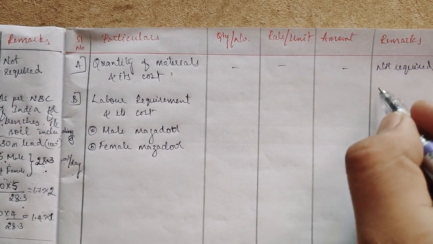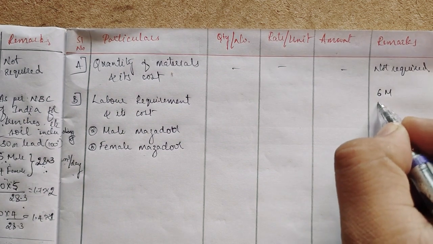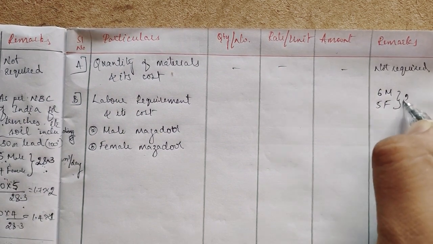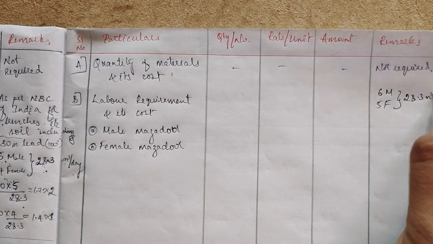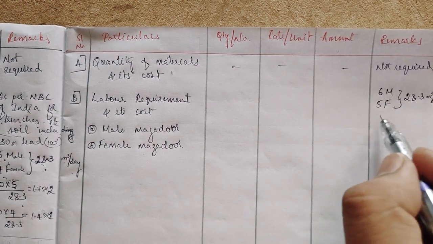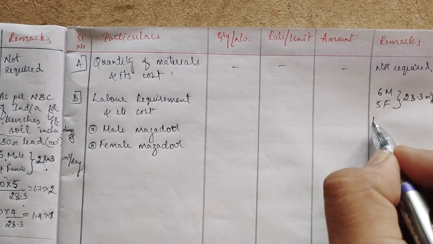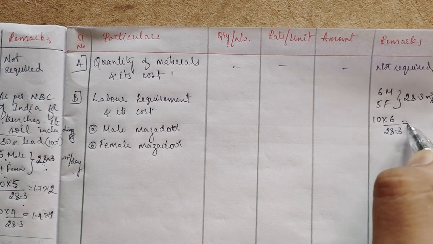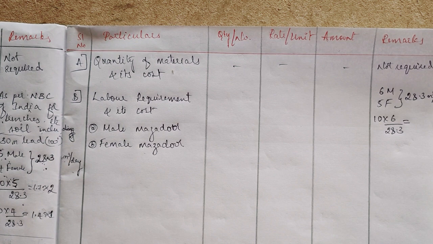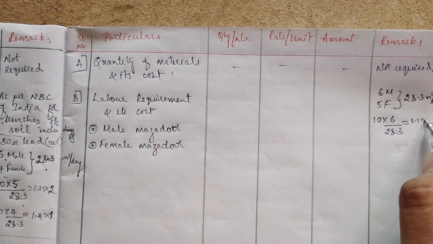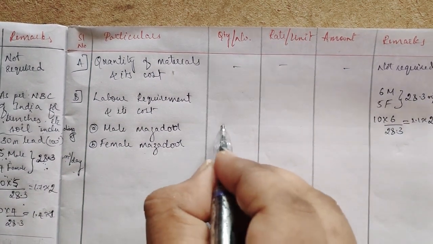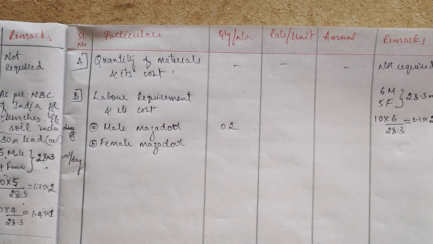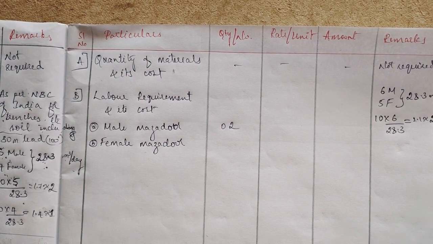So labor requirement and its cost, male mazdoor and female mazdoor. What we saw is 6 male and 5 female mazdoor for 28.3 meter cube per day, right? Now I'll tabulate: I have 10 meter cube of work, so 6 divided by 28.3, I'll get around 2.1, so I'll take 2. So quantity of male mazdoors will be 2. 6 divided by 28.3 into 10, yes, 2.1.